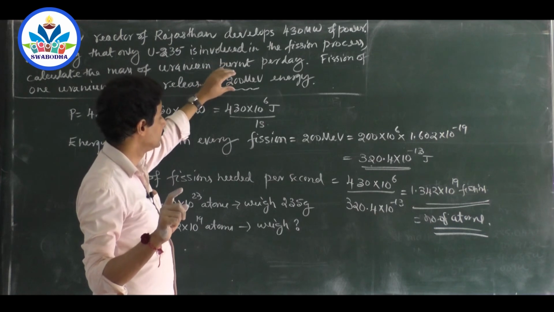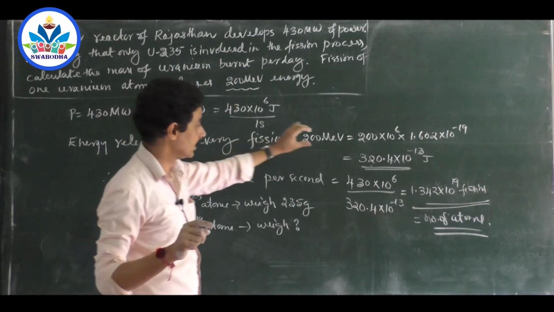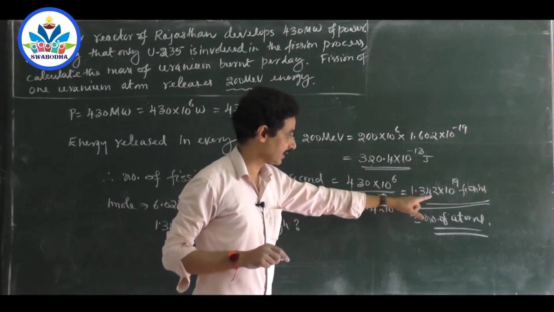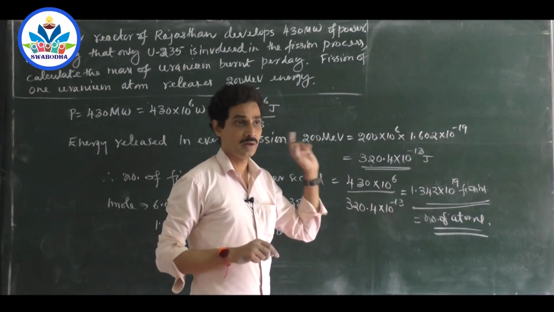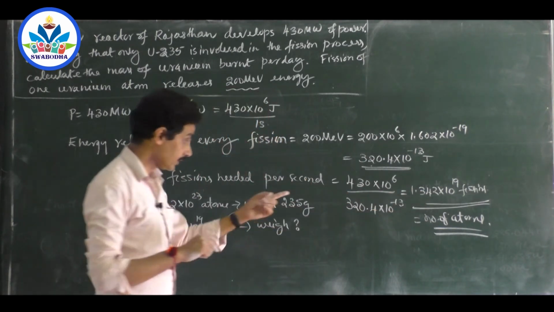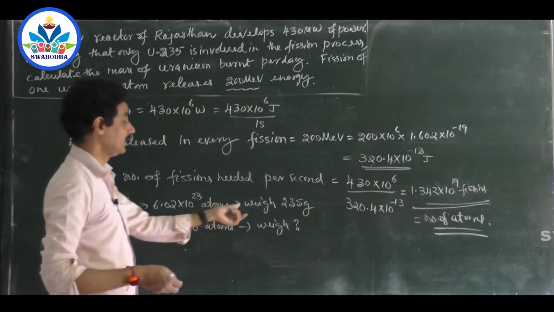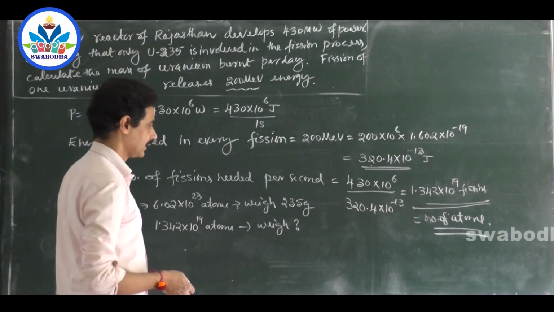But if this has to be compared with this one, you have to convert it into joules. Once you convert it into joules, for producing this much energy, how many fissions are required? If so many fissions have to occur, then that is the number of atoms in the material. And this many atoms make how much mass? Because Avogadro number of atoms weigh 235 gram. What would 1.342 into 10 to the power 19 atoms weigh?